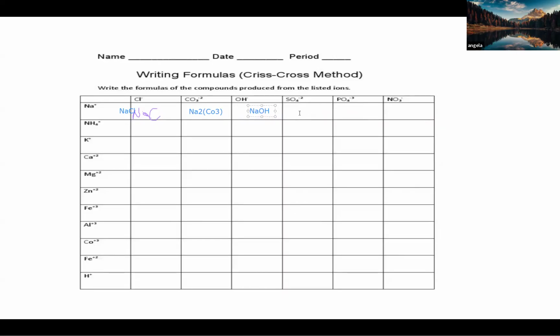And then SO4 2- and Na+. So you're going to crisscross. We're not crisscrossing the subscript 4, we're ignoring it at this point because we just know that it's going to be part of this polyatomic compound. So it's going to end up being Na2 and then SO4.